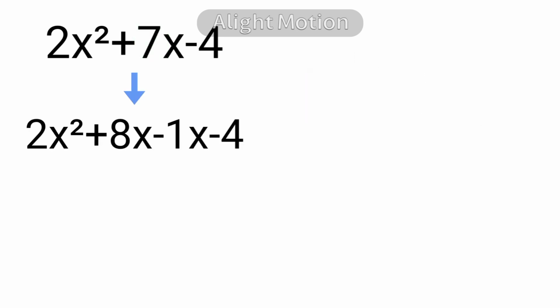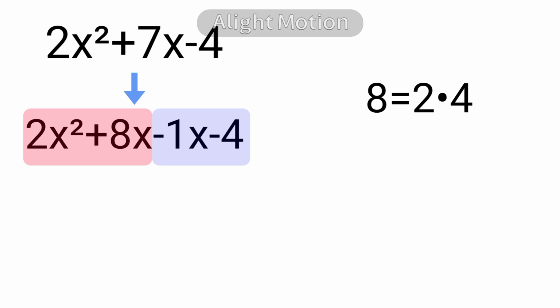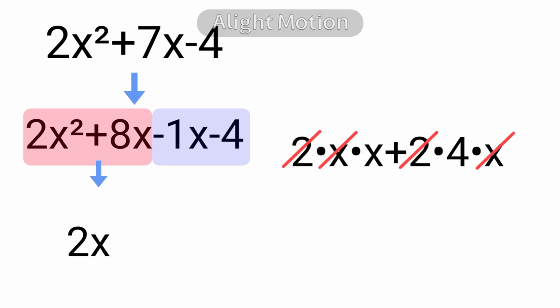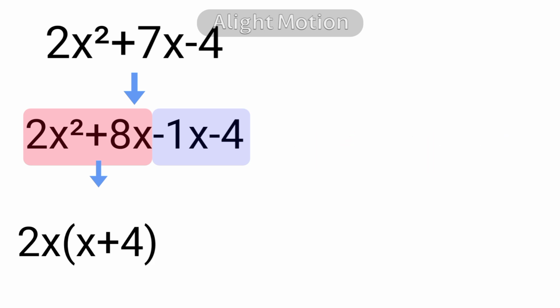So our equation becomes 2x squared plus 8x minus 1x minus 4, and we can now split it in half. Now we have our 2 halves. We'll focus on this one first, in the red. Again, we need to find the common factor, which in this case is 2, because 2 times 4 is equal to 8. So we put a 2 in front of the equation, and since x is also common between them, we put it next to the 2 and put the last bits into parentheses, so x plus 4.